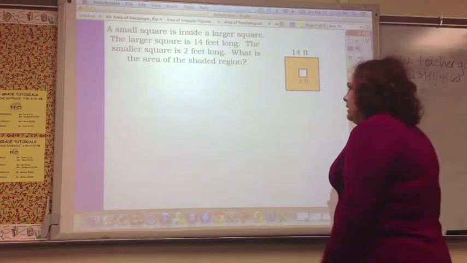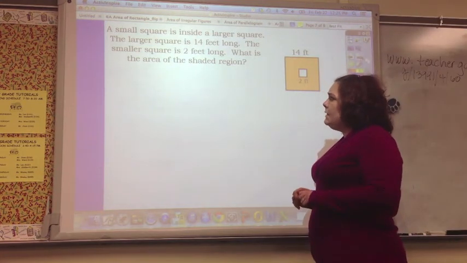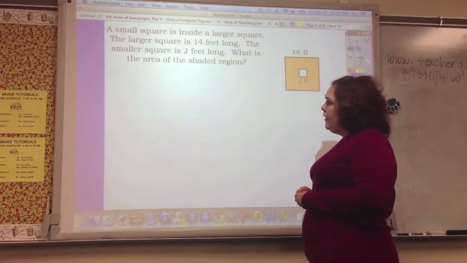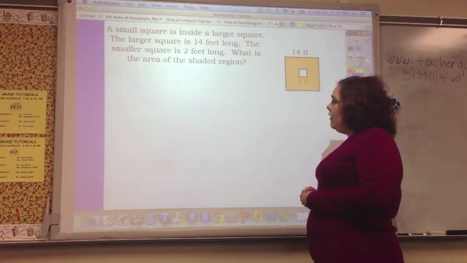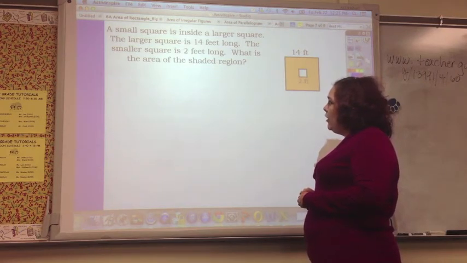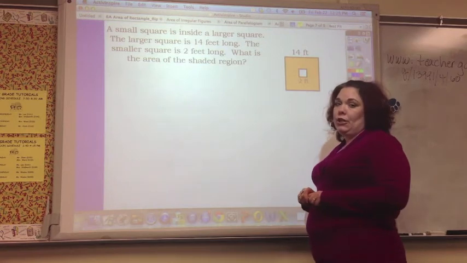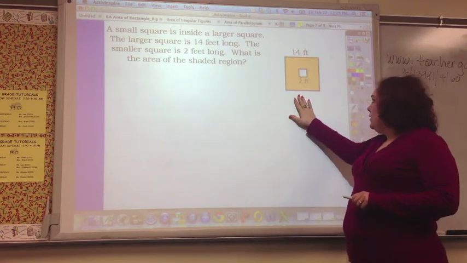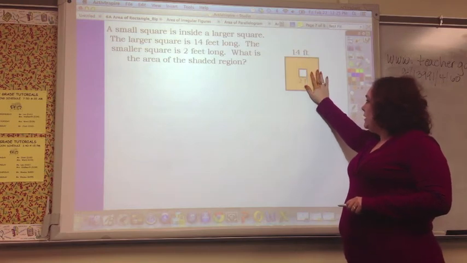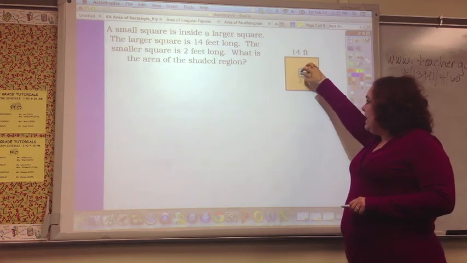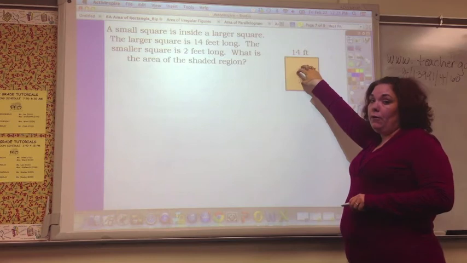Okay, so this is a second type of example. A small square is inside a larger square. The larger square is 14 feet long. The smaller square is 2 feet long. What is the area of the shaded region? And you have a picture here. So this big square is 14 feet, but then you're taking out this smaller square.